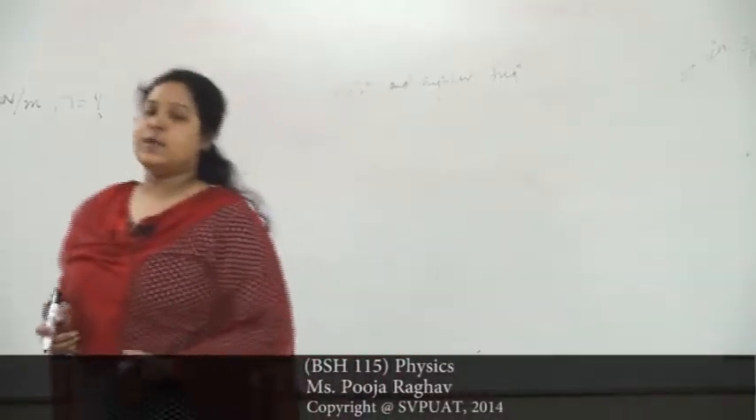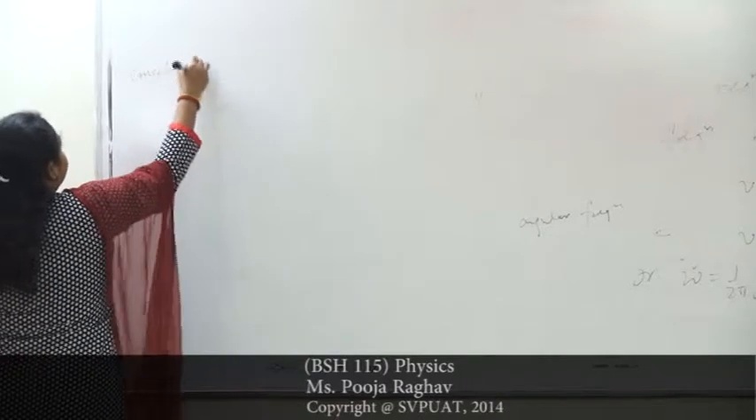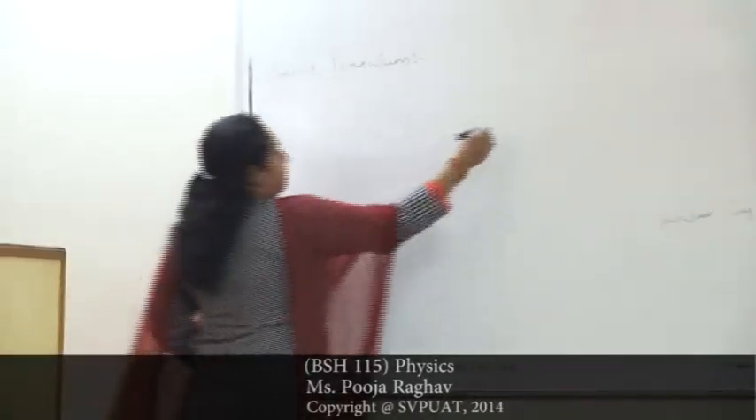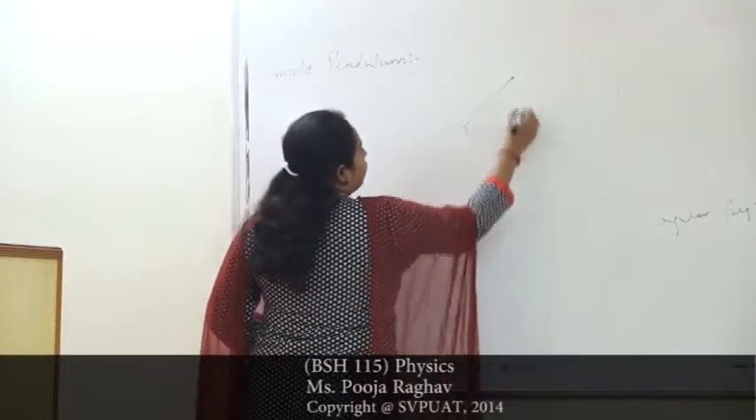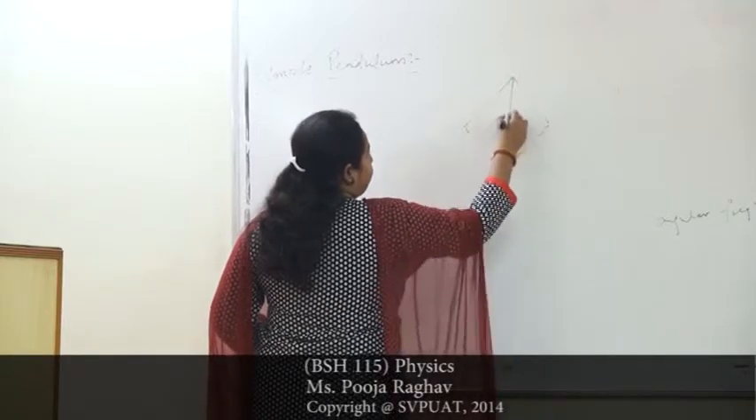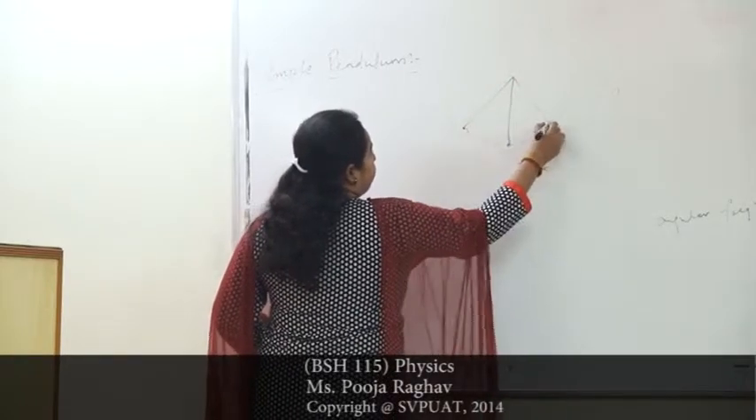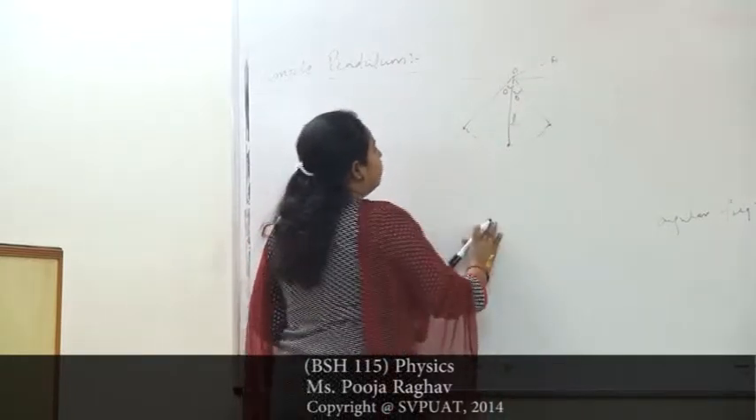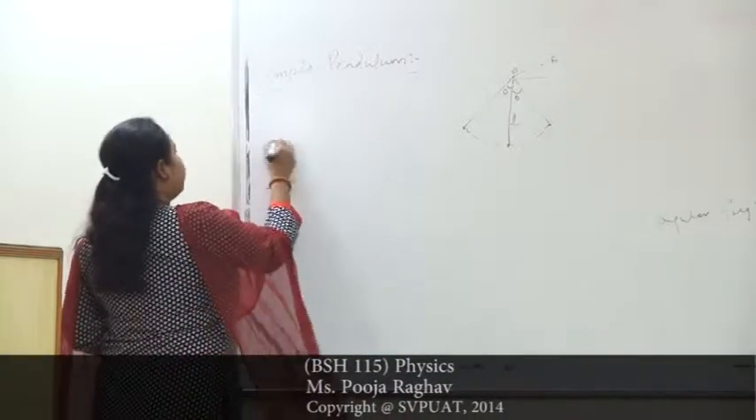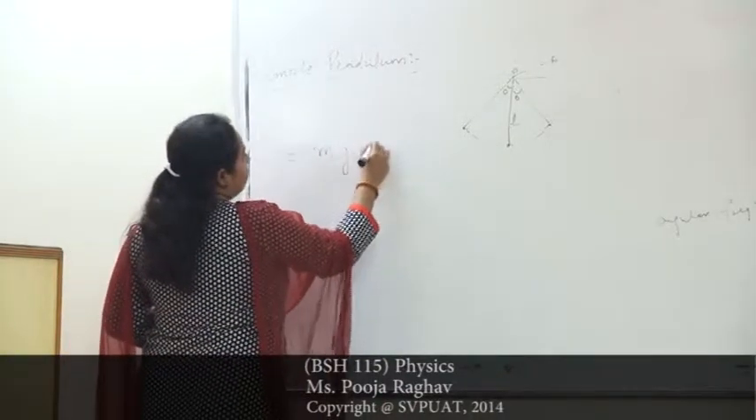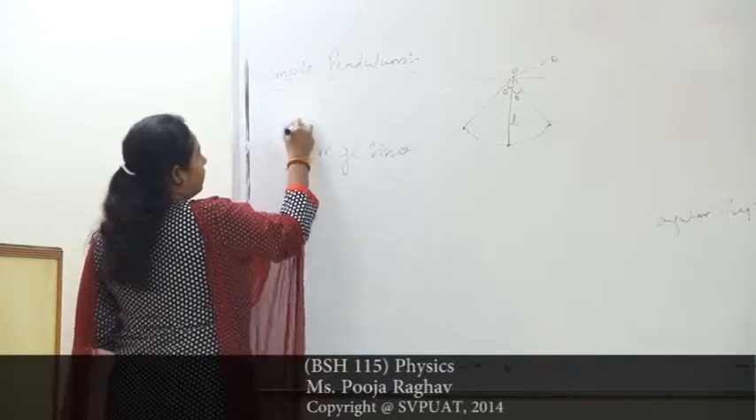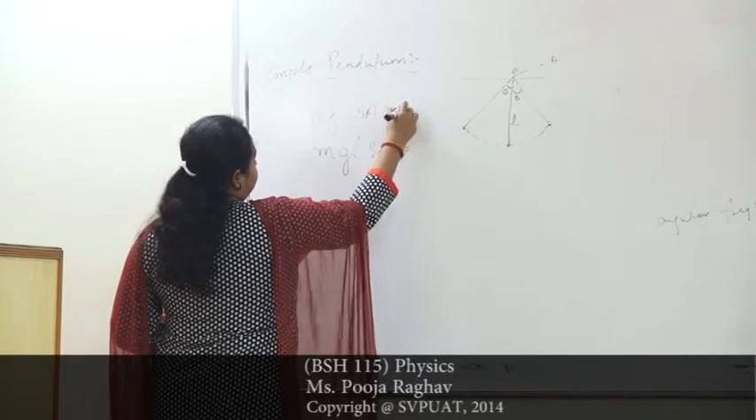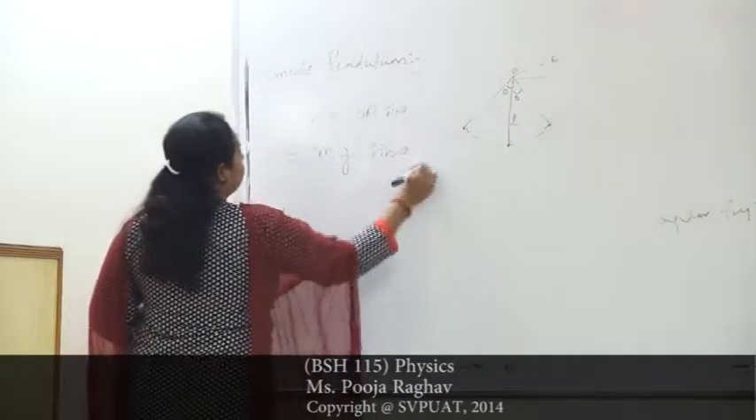The next topic is simple pendulum. Suppose a particle moves to and fro, then the torque will be mgl sin theta, that is mg into oa sin theta. This is the torque.